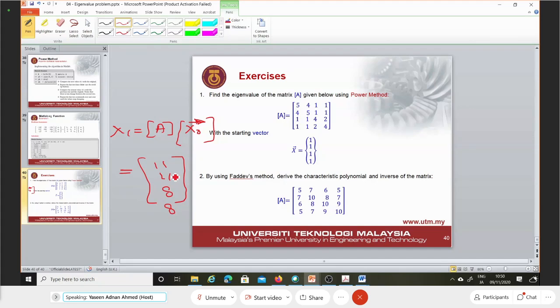So which one do you want to normalize? Normalize with respect to 11. If you normalize with respect to 11, what will you have? Then x1 prime: 1, 1, 8 by 11, how much? 0.727.